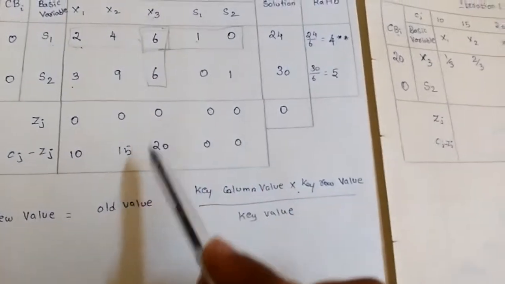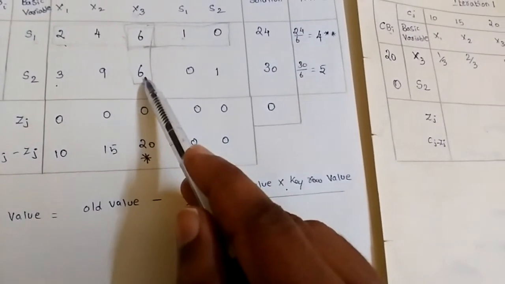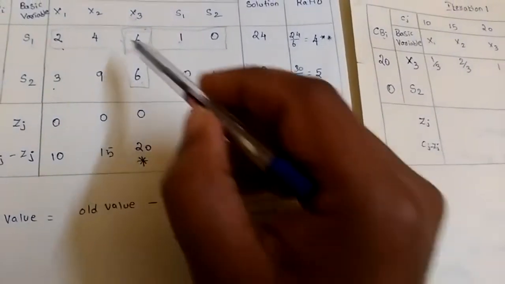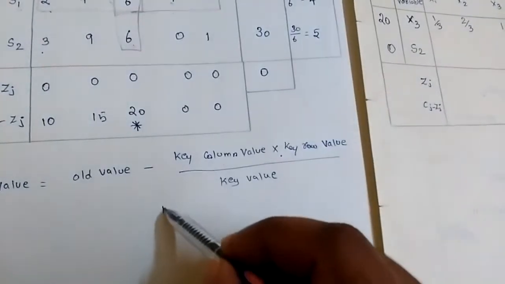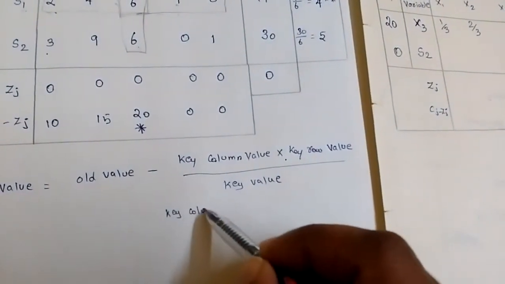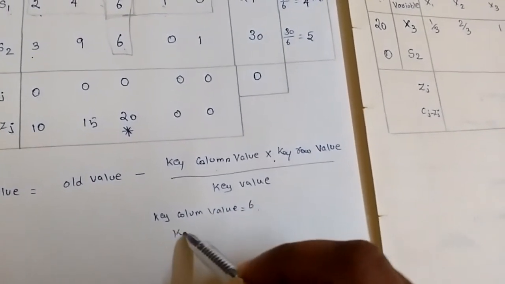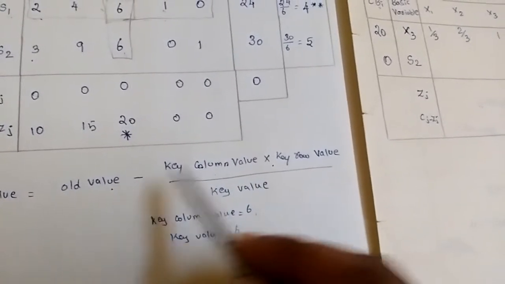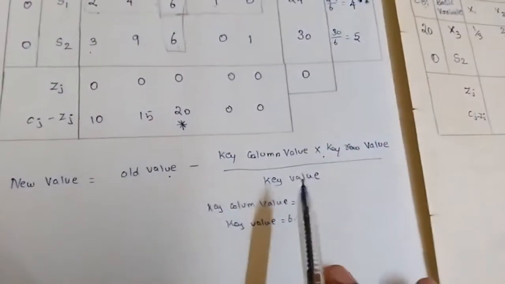In this row, which is the key column value? In this row the key column value is 6. And what is the key value? This intersected value, that is also 6. So key column value equals 6, key value equals 6. The only change is the old value and key row value for each and every value. These two values remain constant for all this calculation.